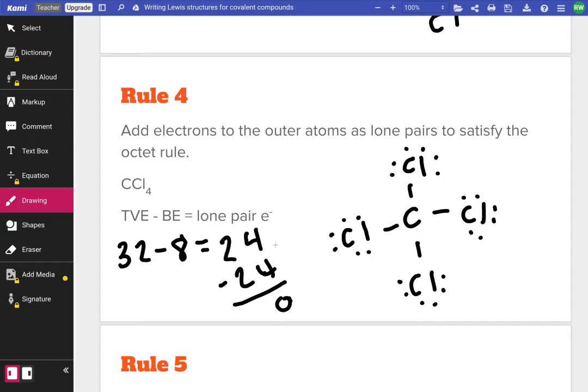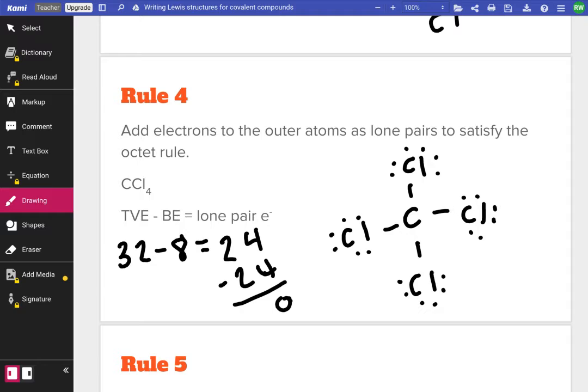So now I have 24 electrons that need to be placed as lone pairs around the outer atoms until I satisfy the octet rule. Okay, so each chlorine basically gets 6 electrons, or 3 lone pairs. So they each have 6 there, and then they have the 2 that are contained in that bond.